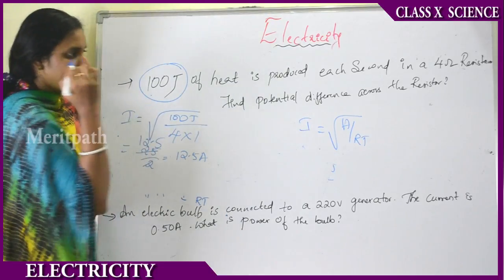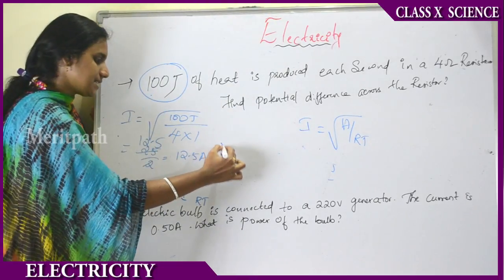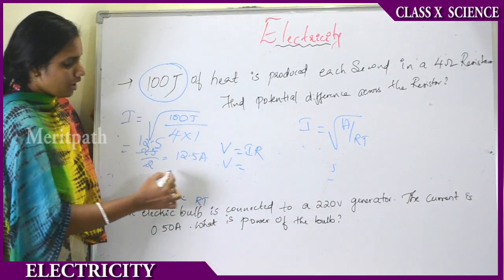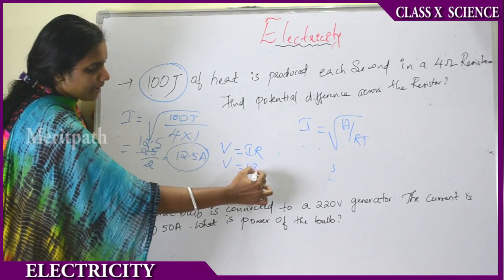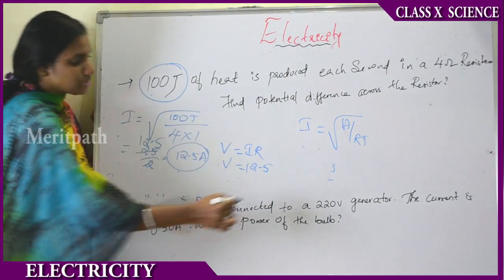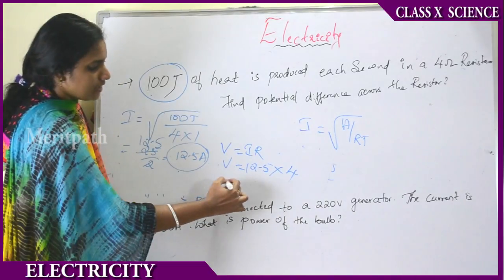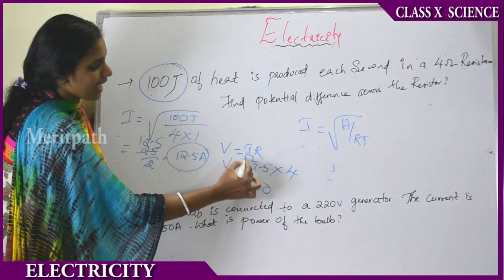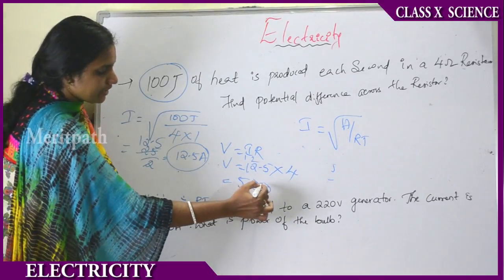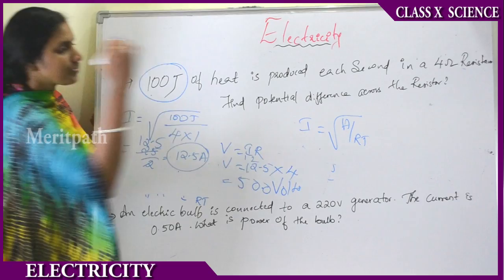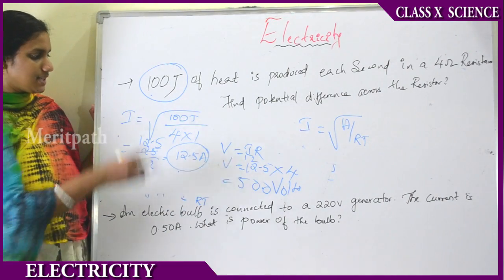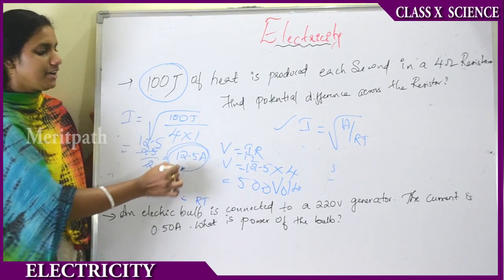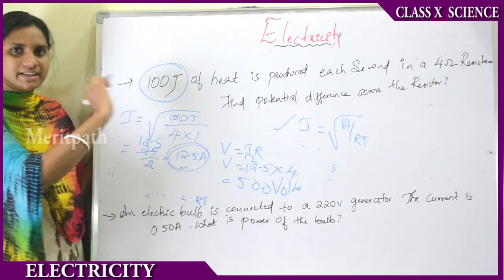Now we will be finding out the potential difference. That is V equals IR. V equals I, how much amount did we get? That is 12.5 amperes. So 12.5 into resistance offered, which is 4 ohms. We will get 50 volts of potential difference across the resistor. I hope you understood how I derived the formula for I. And after getting the current, we have calculated the potential difference across the resistance.